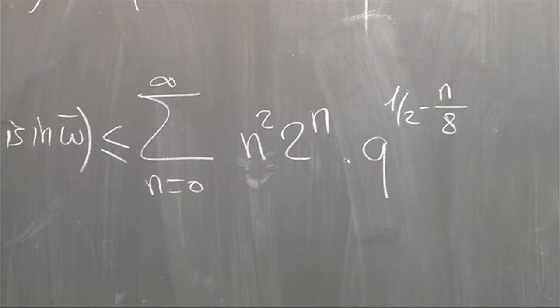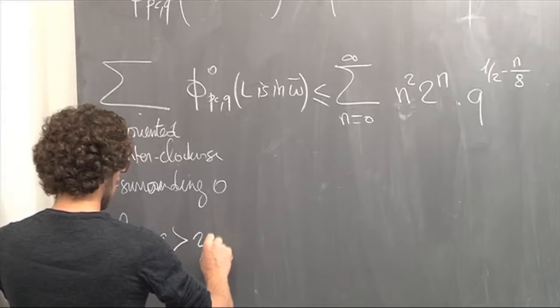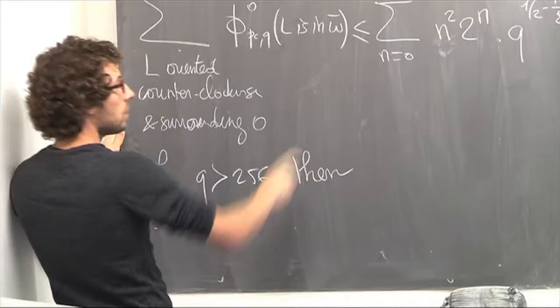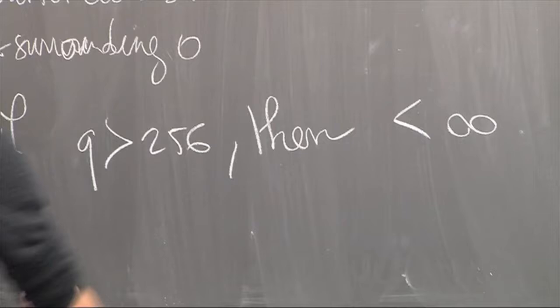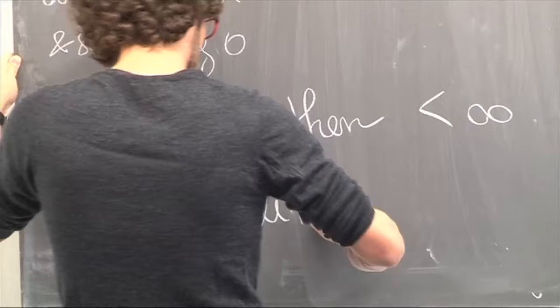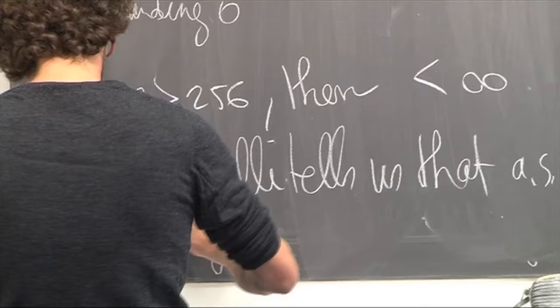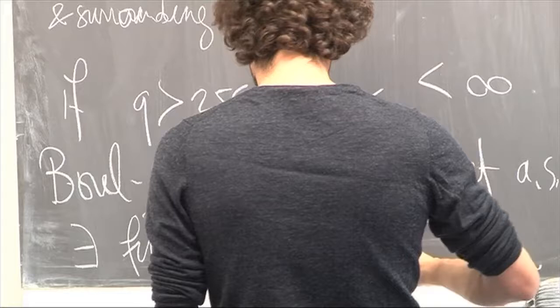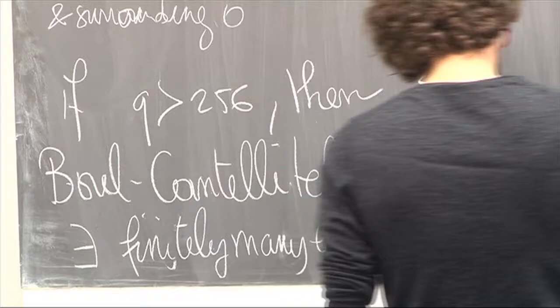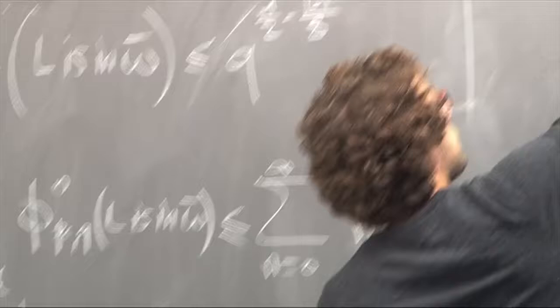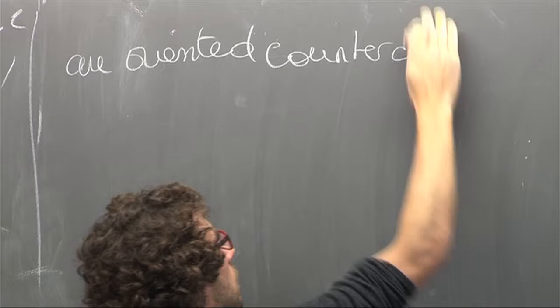But notice that if q is larger than 256, then this thing is finite. And by Borel-Cantelli, tells us that almost surely there exist finitely many loops surrounding 0, which are oriented counterclockwise. So we are almost done.